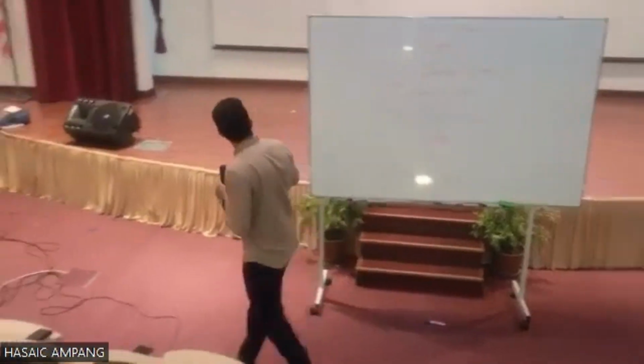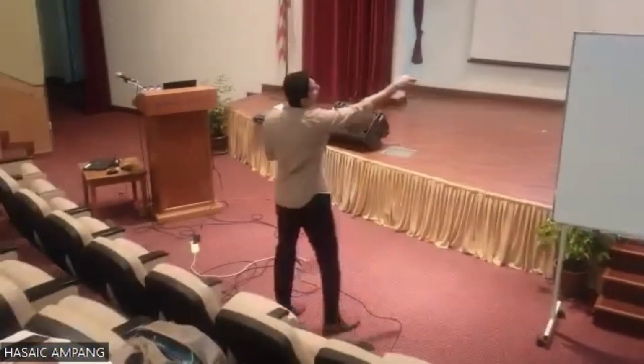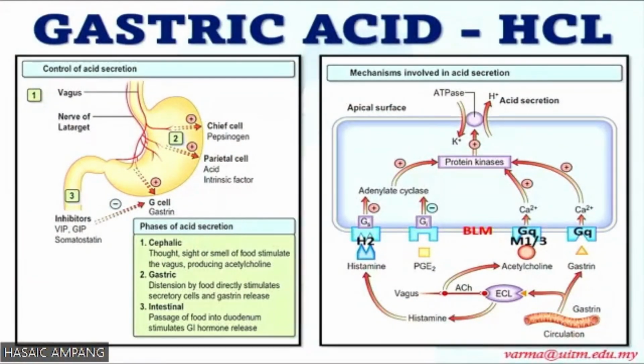So since I know what this does, I don't have to look at this now. I can just omit this, because I understand what GQ, GI and GF do, right? So you know already. Then all of them will stimulate the parietal cell to stimulate acid, hydrochloric acid secretion.